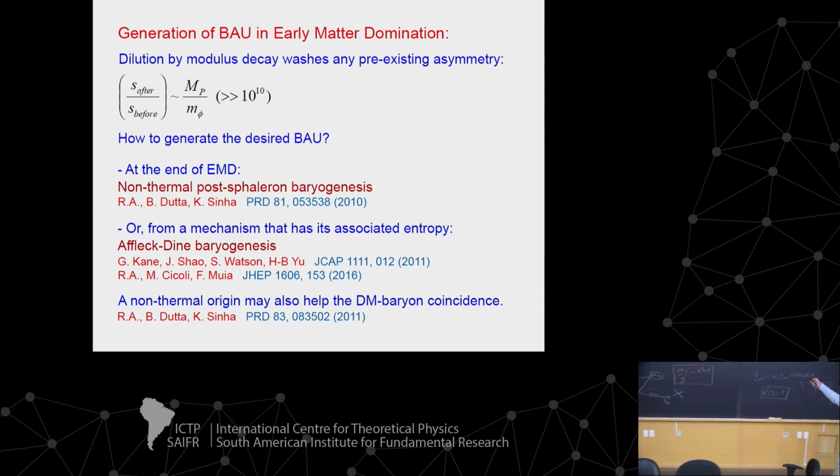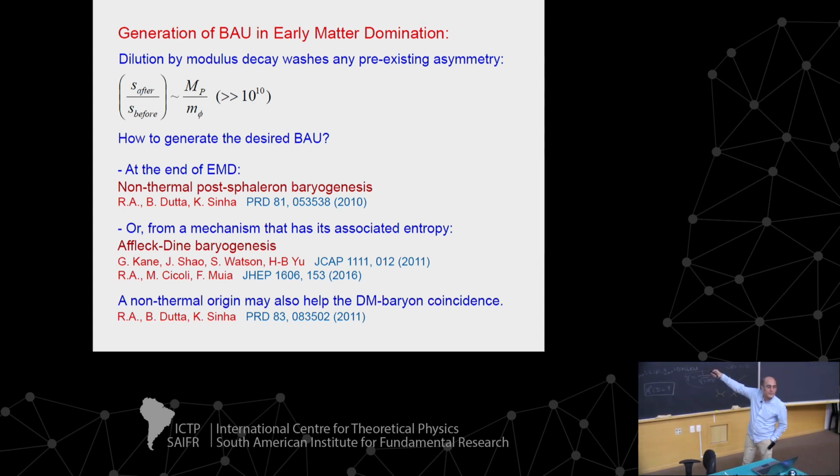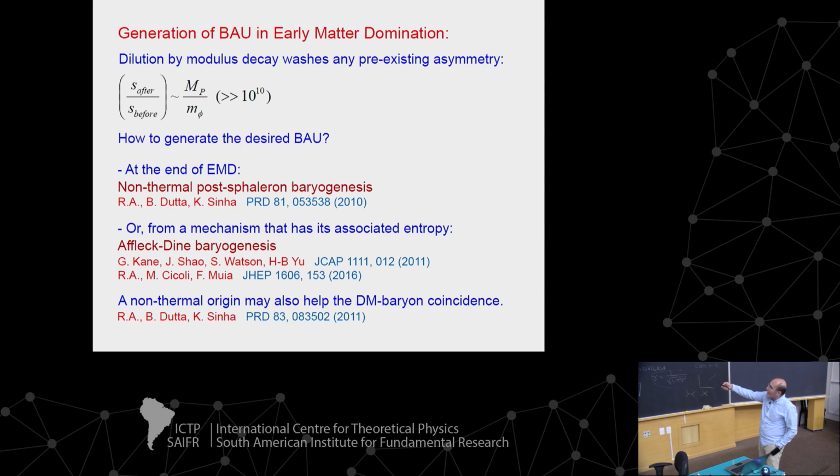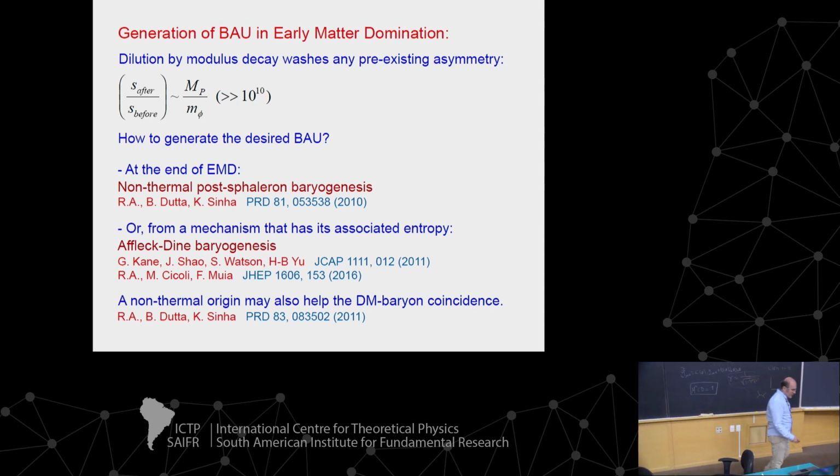One is to just generate it at the end of EMD. Once you produce this entropy, at the same time you produce the baryon asymmetry and then see what happens. In principle, you can refer to it as non-thermal post-sphaleron baryogenesis. Or maybe you rely on a mechanism that has its own associated entropy, like Affleck-Dine baryogenesis, because whenever, for example, the S particles decay, the process also produces entropy of its own.